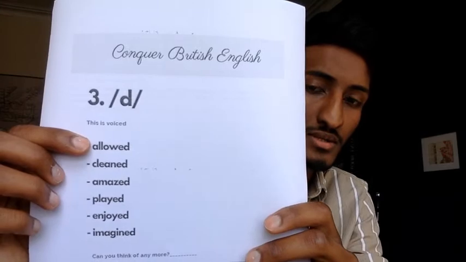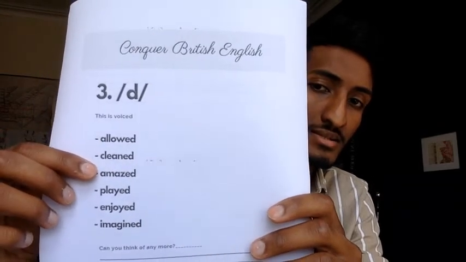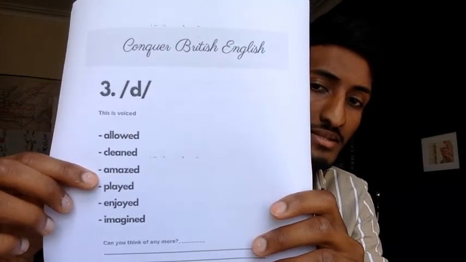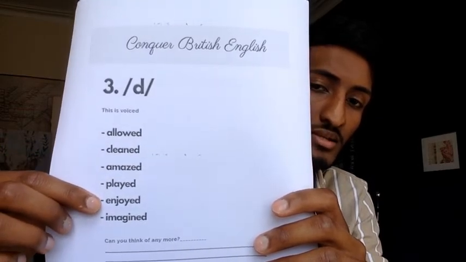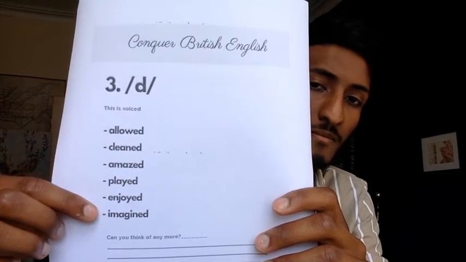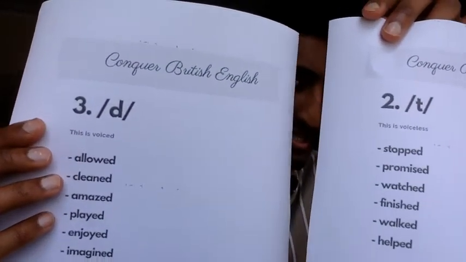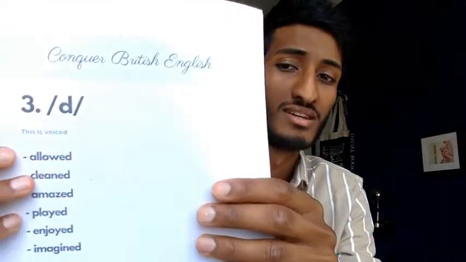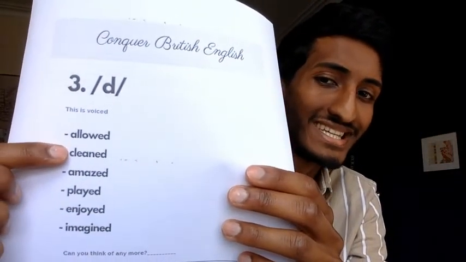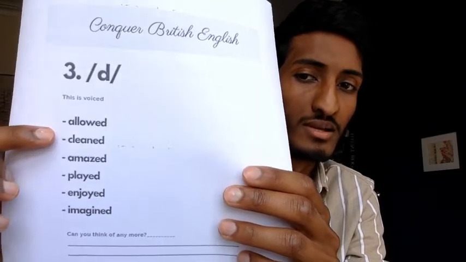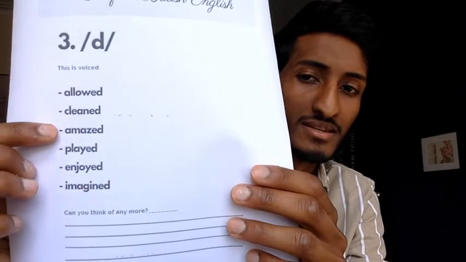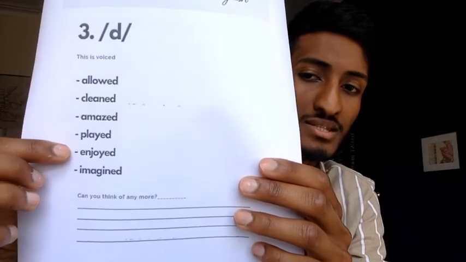Allowed. Cleaned. Amazed. Played. Enjoyed. Imagined. Now it will sound really weird if you try and merge the T with the D. So if I read it with a T, you can't say allowed, cleaned, amazed. No. Allowed, cleaned, amazed, played, enjoyed, imagined.